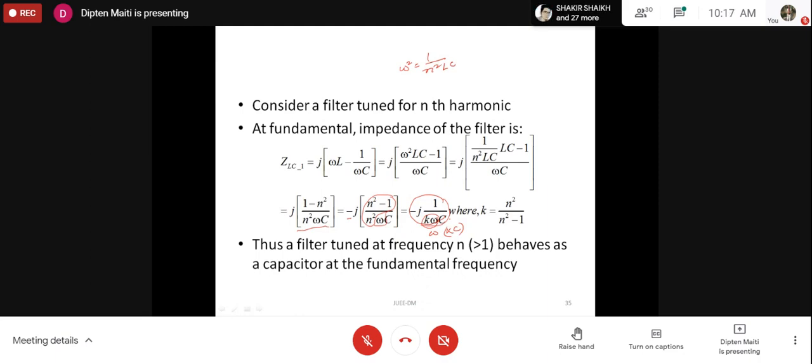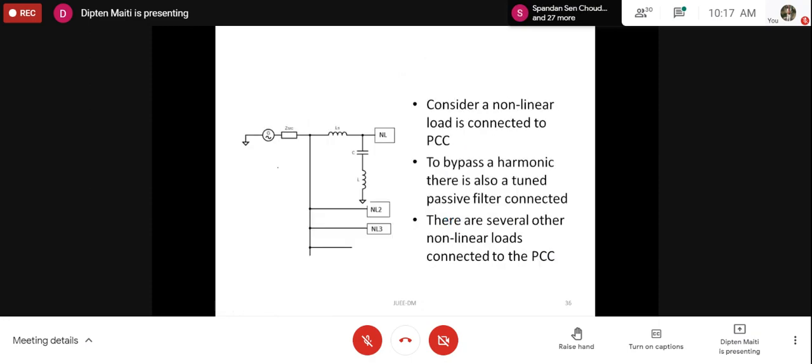Of course, due to the presence of the LC filter, the harmonic at which it is tuned would also be reduced, so there would be an improvement in terms of the distortion factor also. So that is a bonus in terms of reactive power compensation. Now, everything is not rosy here.